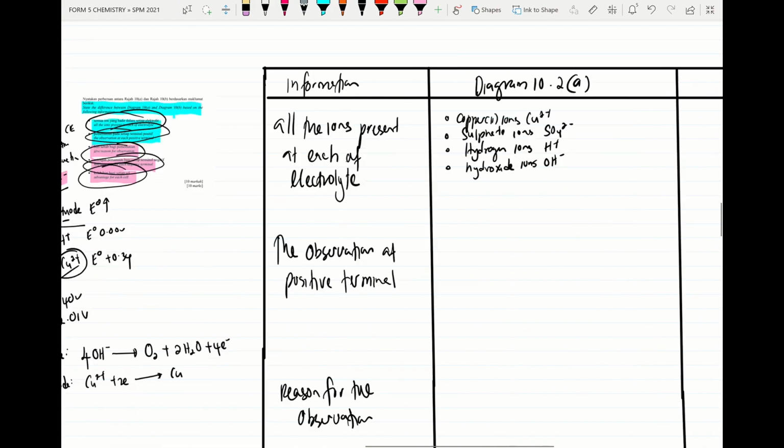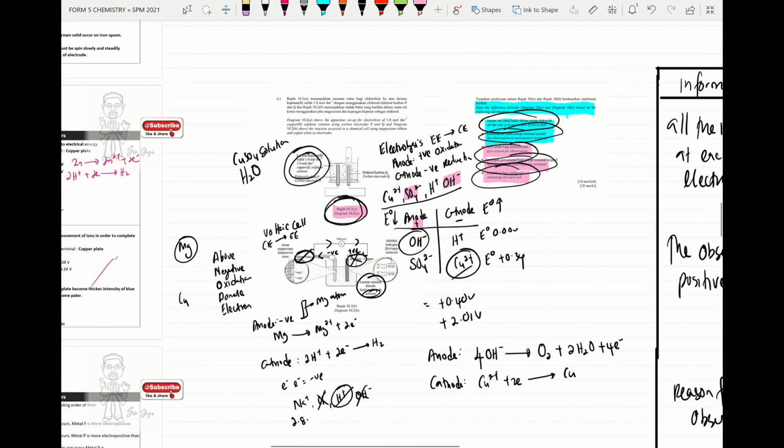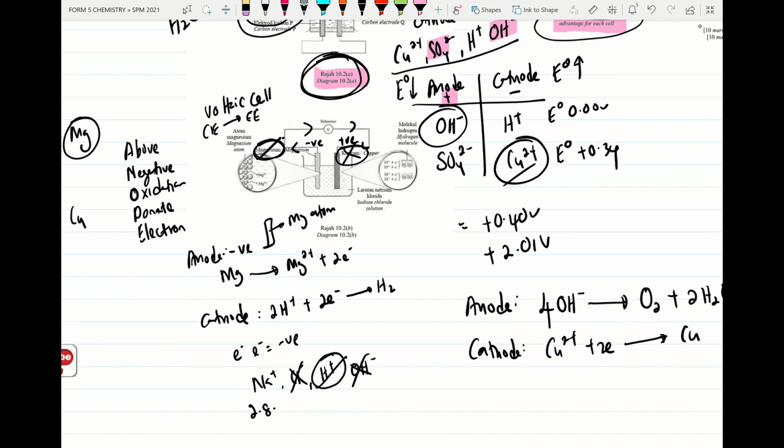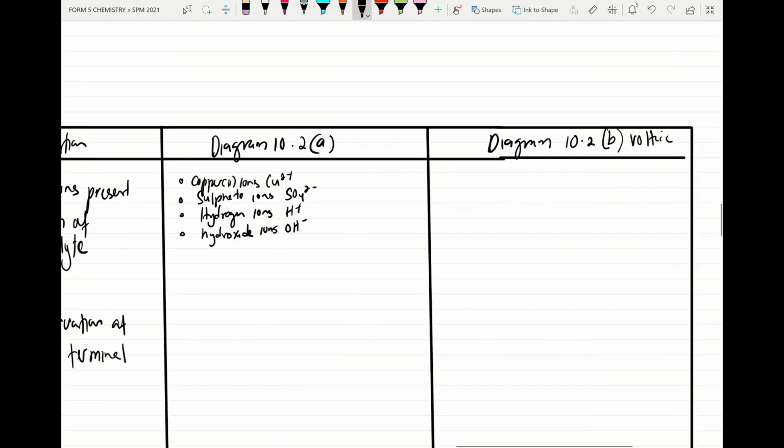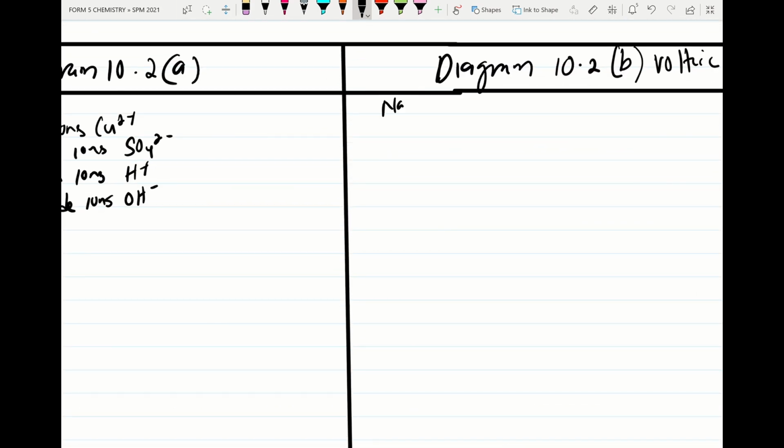All right, I move on to diagram 10.2b. 10.2b, we check the solution. Electrolyte used is sodium chloride solution. So it contains 4 ions. So I write down here first ion. So first will be sodium ions, Na positive. Second ion will be chloride ions, so Cl negative.